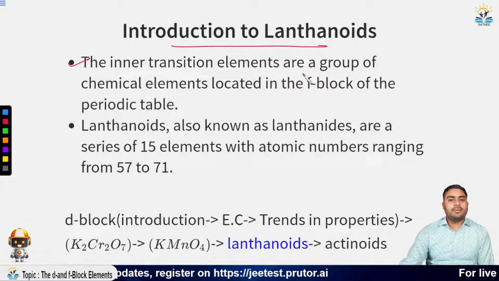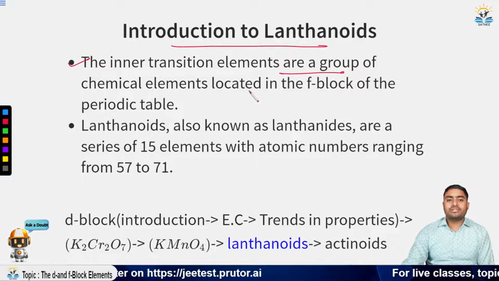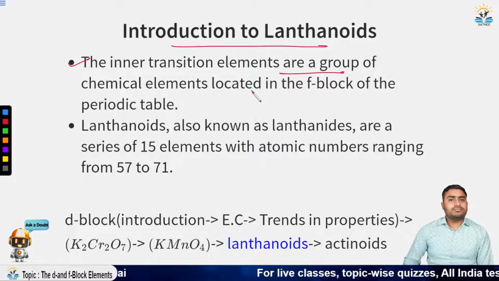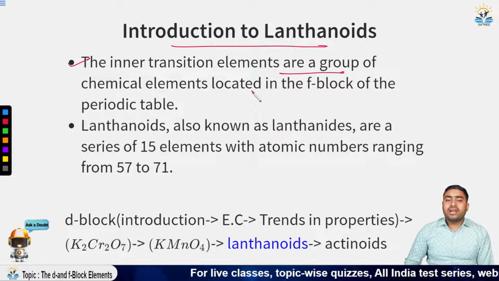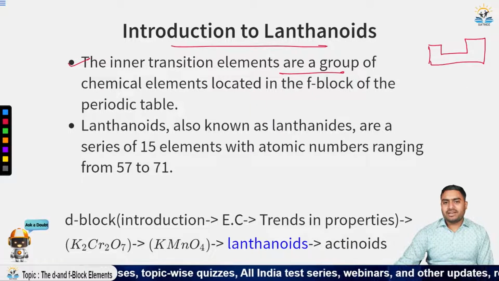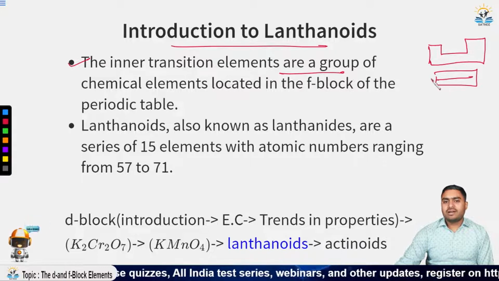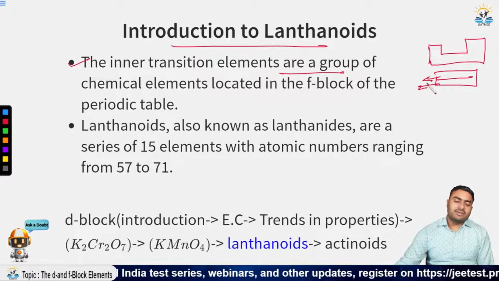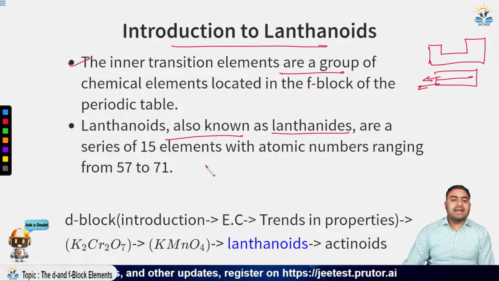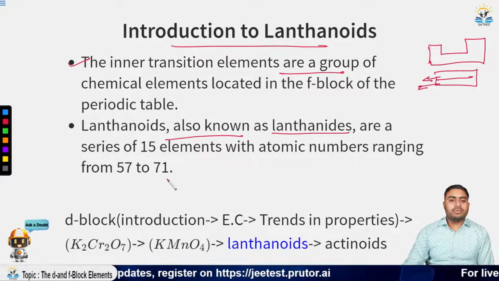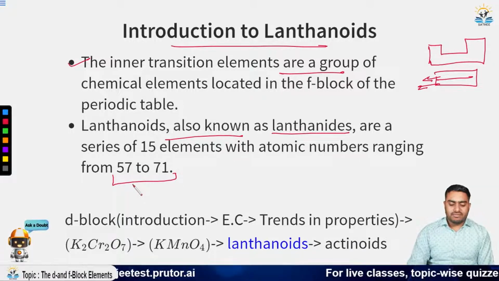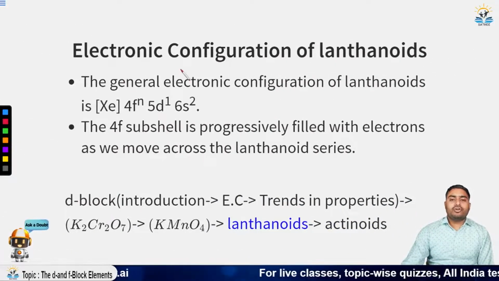The inner transition elements are a group of chemical elements located in the f block. You can see the two horizontal rows below the periodic table. The first one is lanthanoids and the second one is actinoids. Lanthanoids, also named lanthanides, are a series of 15 elements with atomic numbers ranging from 57 to 71.